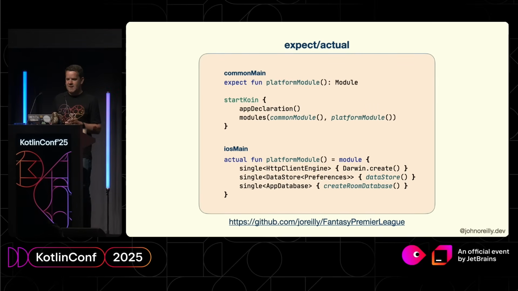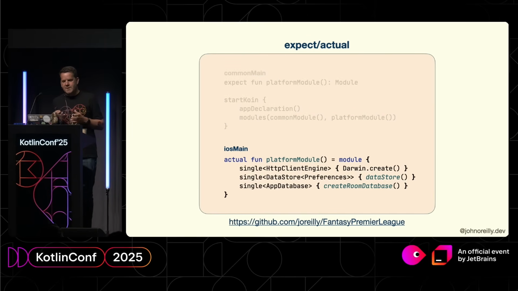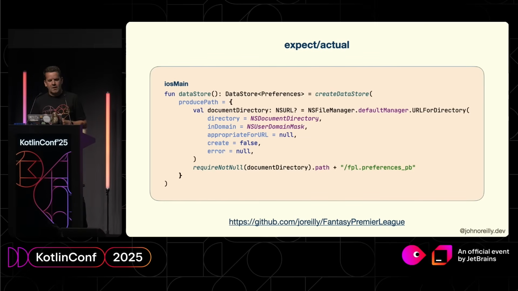Another small example, this time showing how we can create platform-specific dependencies when using the Koin DI framework. We have a common Koin module, and then a module specific to each platform, again using expect/actual. And in the iOS case here, for example, we define platform-specific dependencies for Ktor, DataStore, and Room, which all have KMP libraries now.